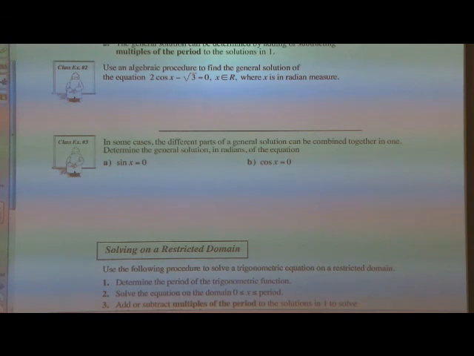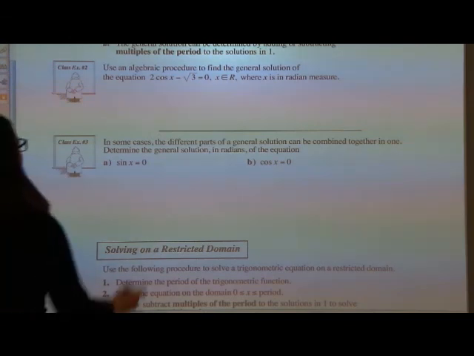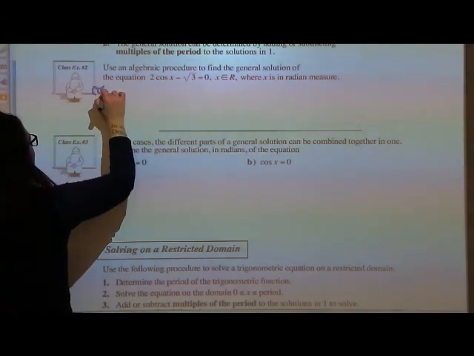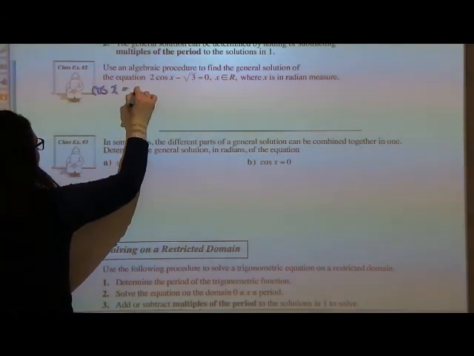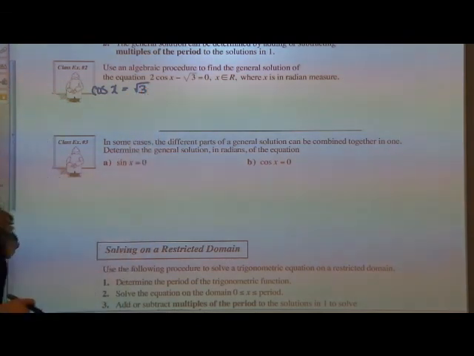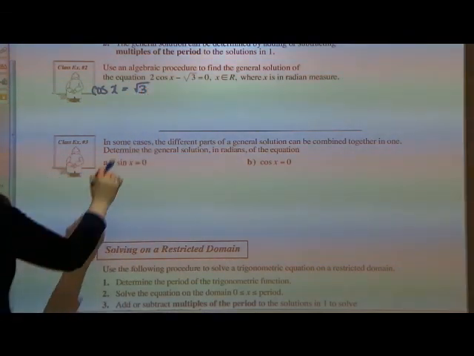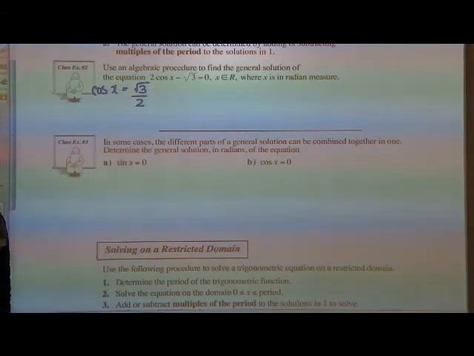In order to solve this, what do I have to do? Isolate cos x. So how do I isolate cos x? I'd probably add root 3 first. Move root 3 to the other side, and then what? Divide by 2. So I get cos x equals root 3 over 2. Then what do I do?